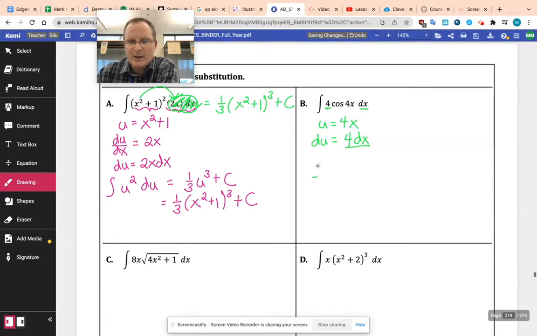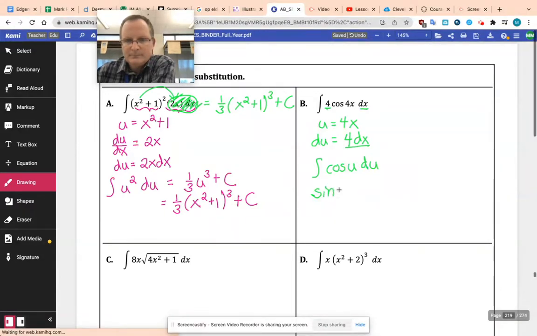All right, so let's give this a go. So we have the cosine of u du. No changes had to be made there. And here we go. Antiderivative of cosine is sine, plus c. All right, but we have to go back. Remember what u is. So that's going to be the sine of 4x plus c, and we're done.